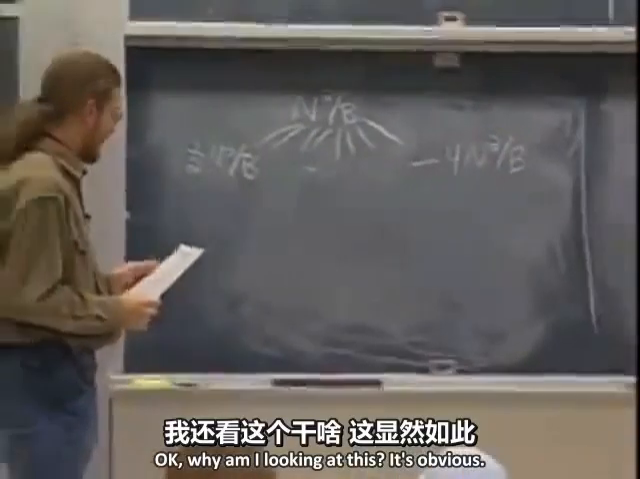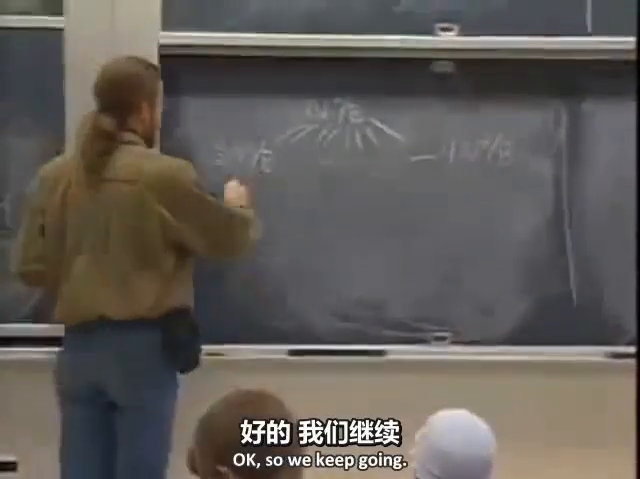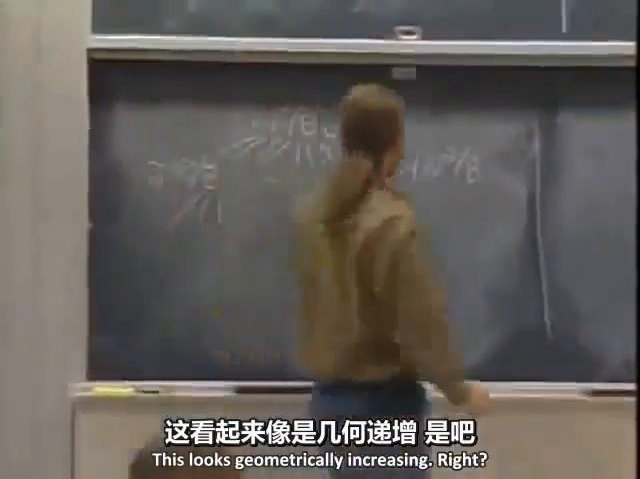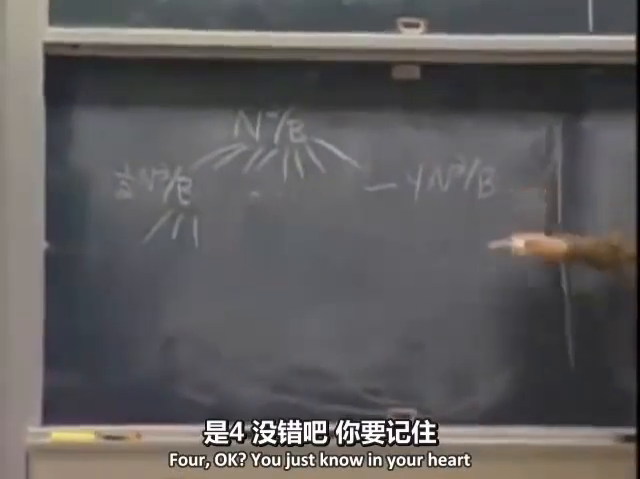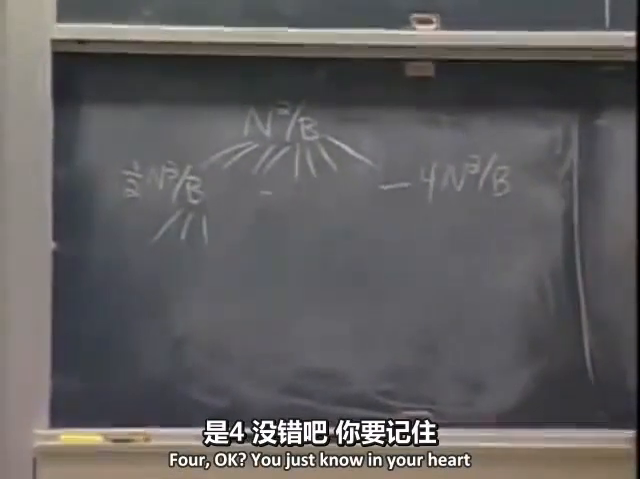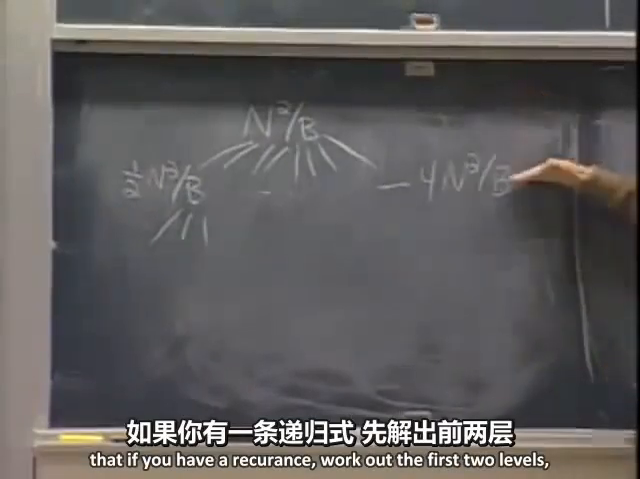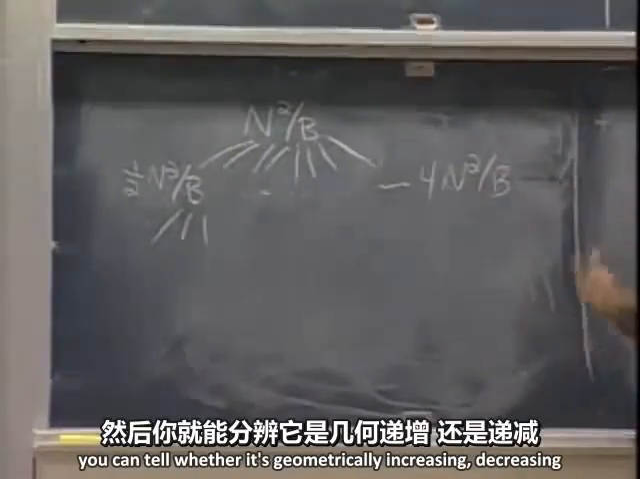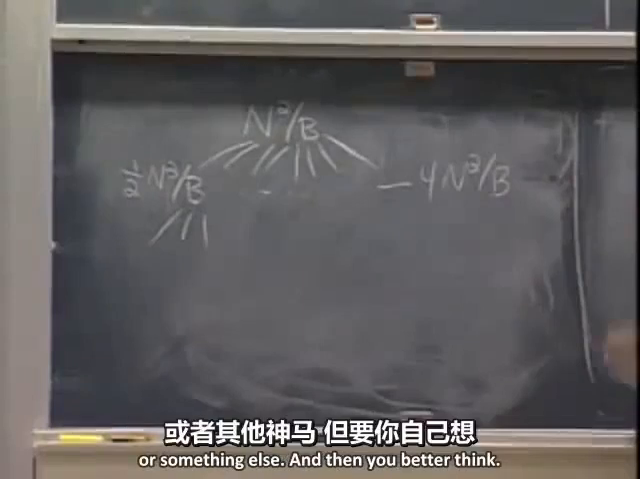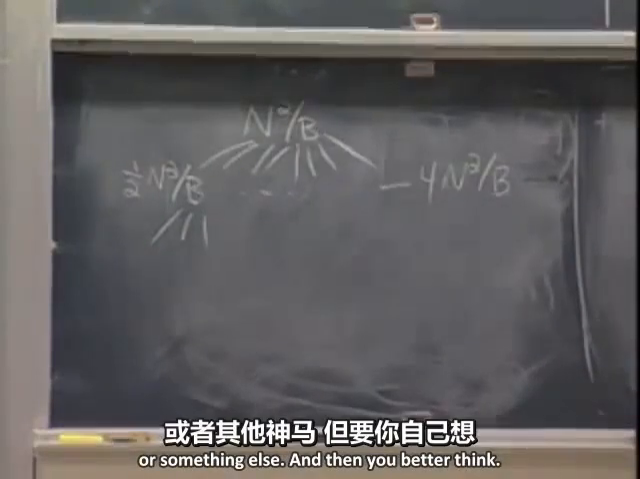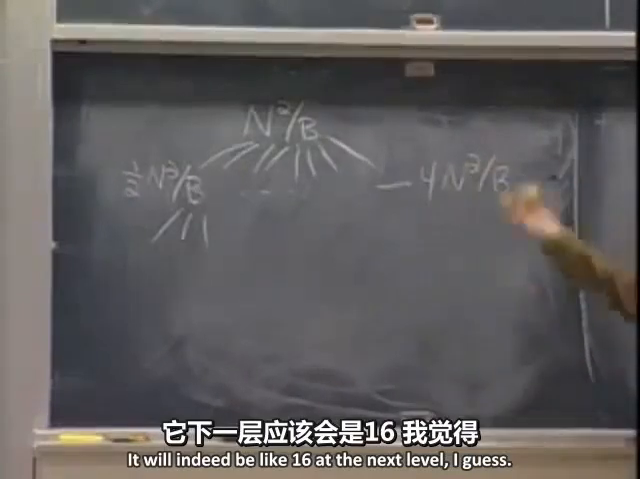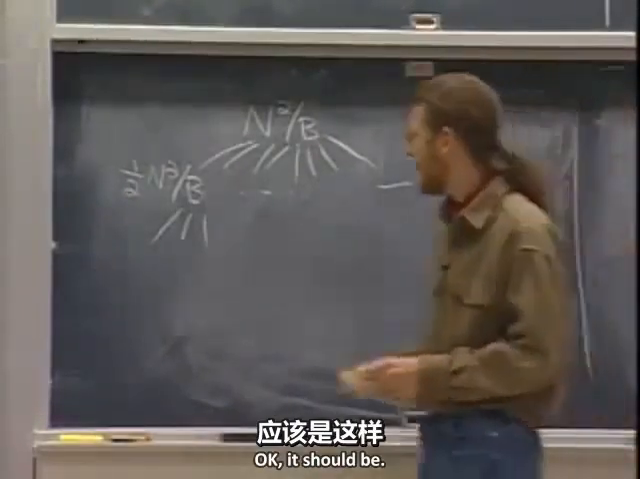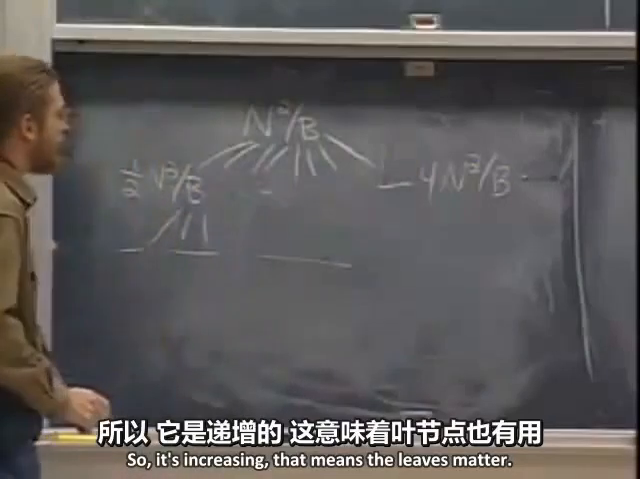Okay. Why am I looking at this? It's obvious. Okay, so we keep going. This looks geometrically increasing, right? You just know in your heart that if you have a recurrence, you work out the first 2 levels, you can tell whether it's geometrically increasing, decreasing, or they're all equal, or something else, and then you better think. But I see this is geometrically increasing. It will indeed be like 16 next level, I guess. Okay, it should be. So it's increasing.